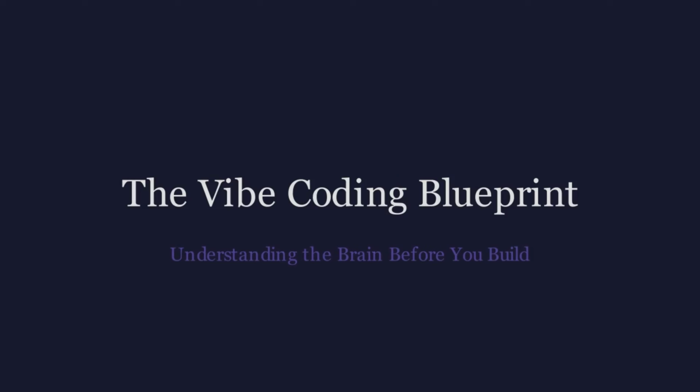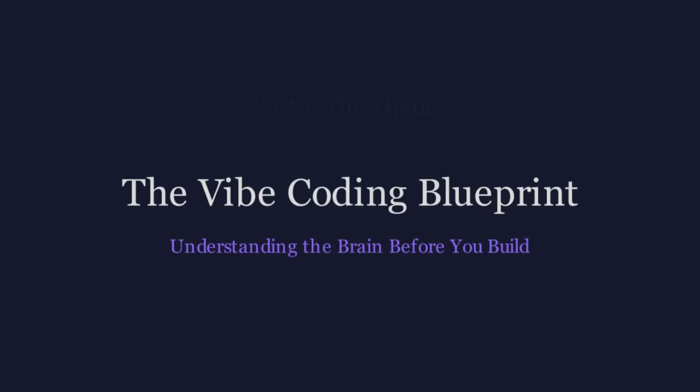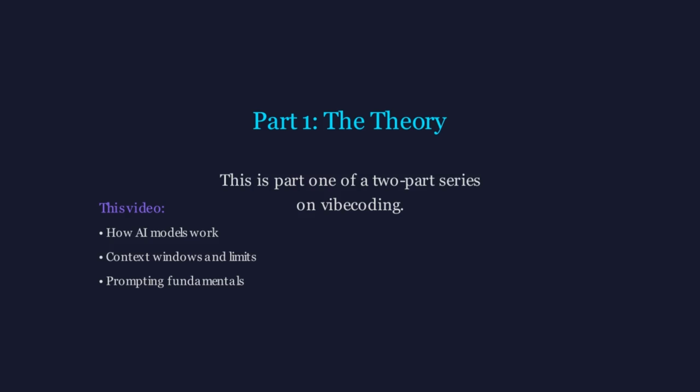Welcome to the Vibe Coding Blueprint, understanding the brain before you build. This is part one of a two-part series on vibe coding. But what exactly is vibe coding? Basically, it's just coding with AI in a way that actually works. This video covers the theory, how AI models actually work, what context windows mean, and the fundamentals of prompting, the stuff you need to know before you start building. The next video will be about practice, tools, and real examples. So let's get into it.